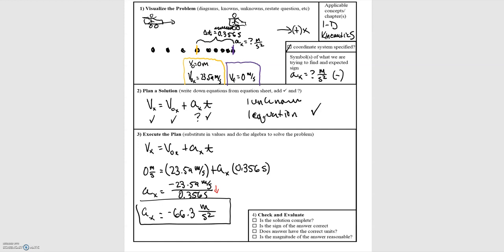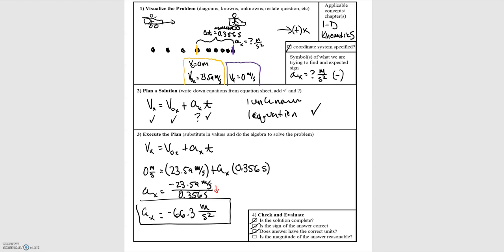So let's take a look. We're looking for acceleration, so our solution's complete. The sign of the answer is negative, and again, we are expecting a negative acceleration since it was slowing down. And so acceleration needs to be opposite the direction of velocity. Units of meters per second squared, which is the units for acceleration, so we're good there.